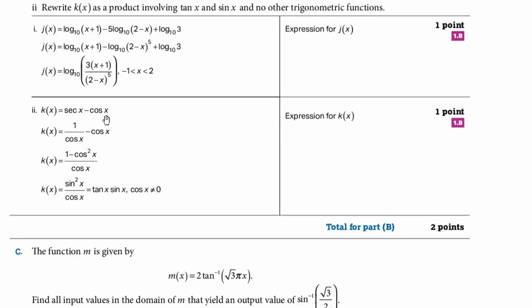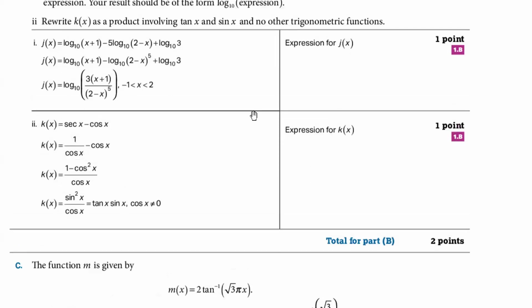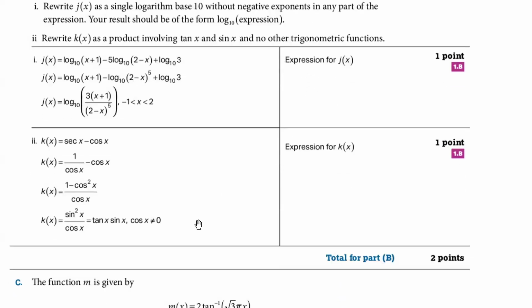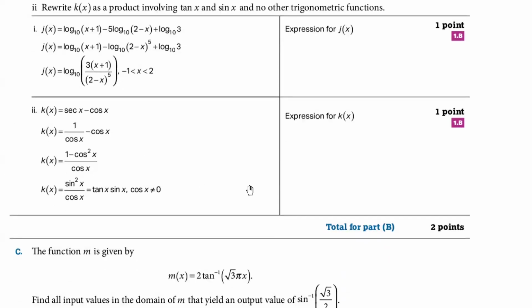Okay. Next is trig. So solving trig. You're given k of x equals secant x minus cosine x. And it asks you to rewrite as a product involving tan x and sine x and no other trigs. So it's going to tell you what it wants it to look like. So if my end game is to only have tan and sine, how can I turn this so that it only has tan and sine?